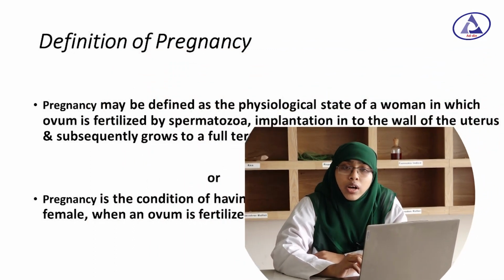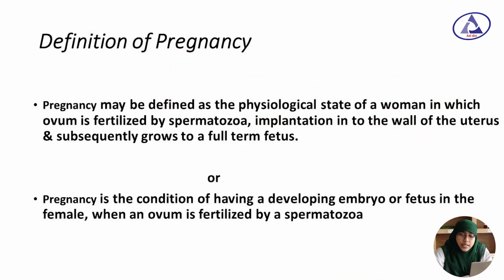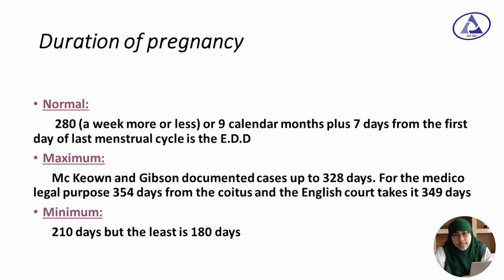Today, our topic of discussion is pregnancy, a very important topic in term 2 examination. Now, the definition of pregnancy. Pregnancy may be defined as a physiological state of a woman in which the ovum is fertilized by spermatozoa and implantation occurs in the wall of the uterus, subsequently growing to a full-term fetus. Also, we may say it is a condition in which a developing embryo or fetus is in the female when the ovum is fertilized by spermatozoa. So, the whole concept of pregnancy is about a female getting pregnant and leading to a full-term fetus.